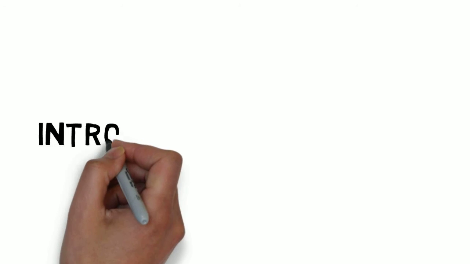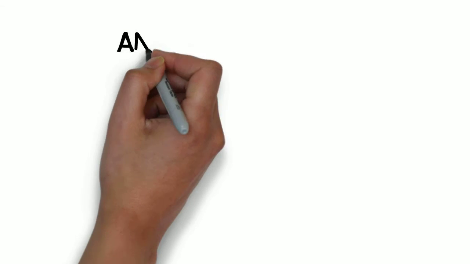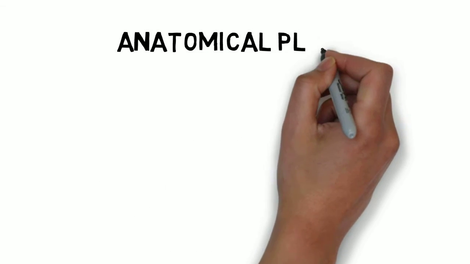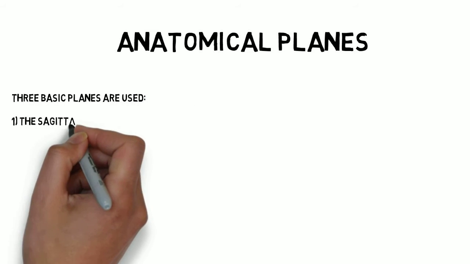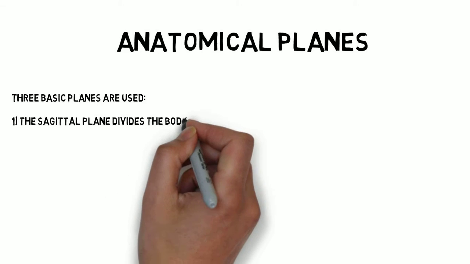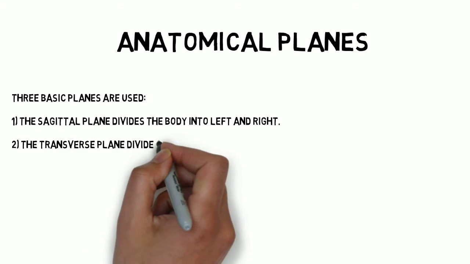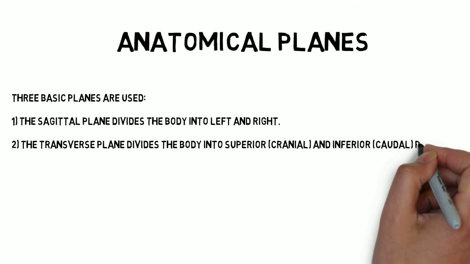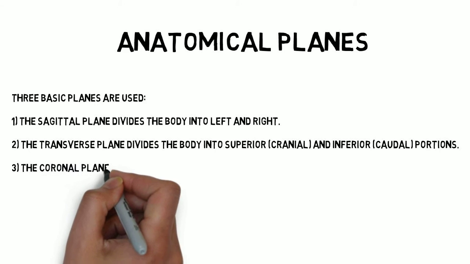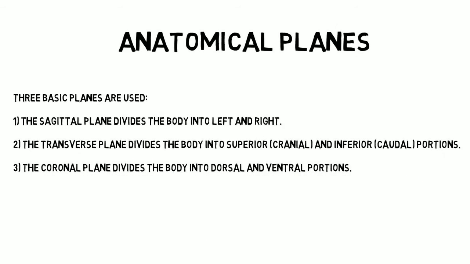Today I'll be discussing the first important part of human anatomy, that is introduction to anatomy. First, you need to remember anatomical planes for PBC. There are three basic planes that we need to remember. First one is the sagittal plane that divides the body into left and right. The transverse plane that divides the body into superior and inferior portions. Third one is the coronal plane that divides the body into dorsal and ventral portions.